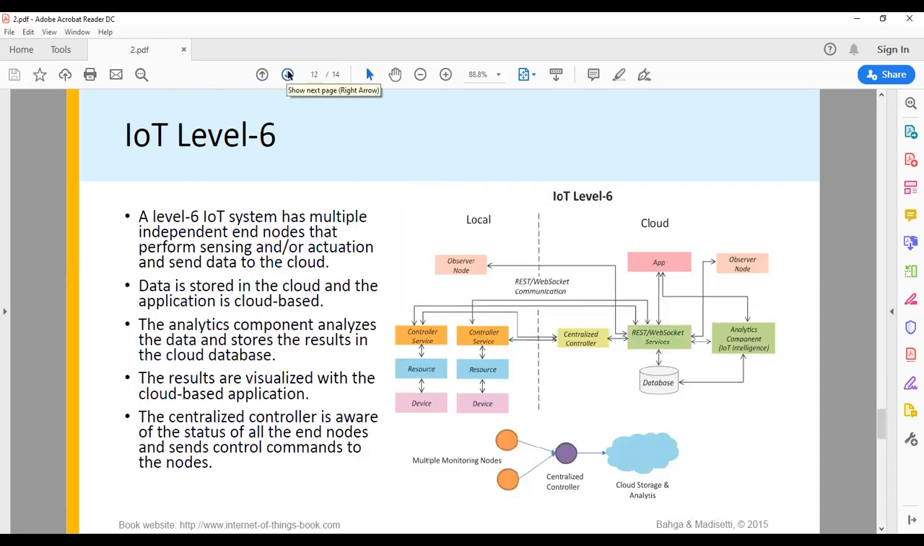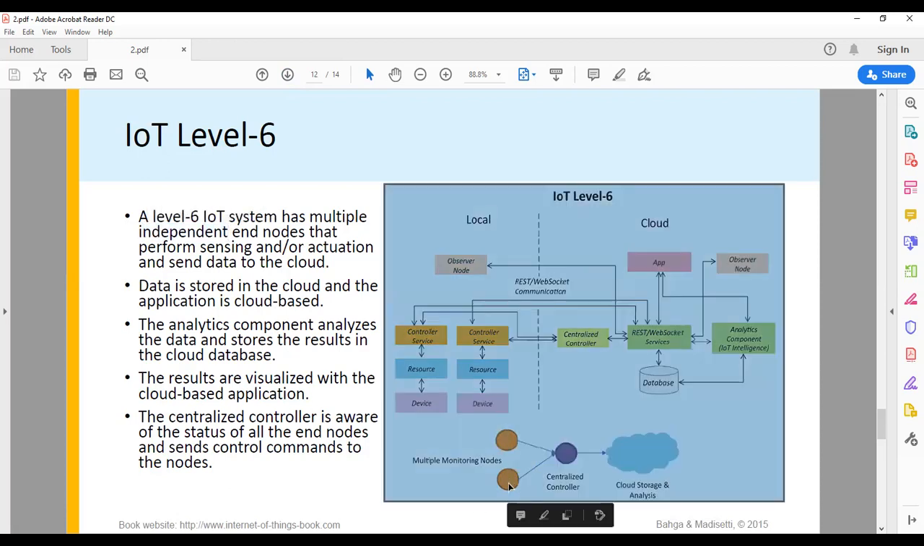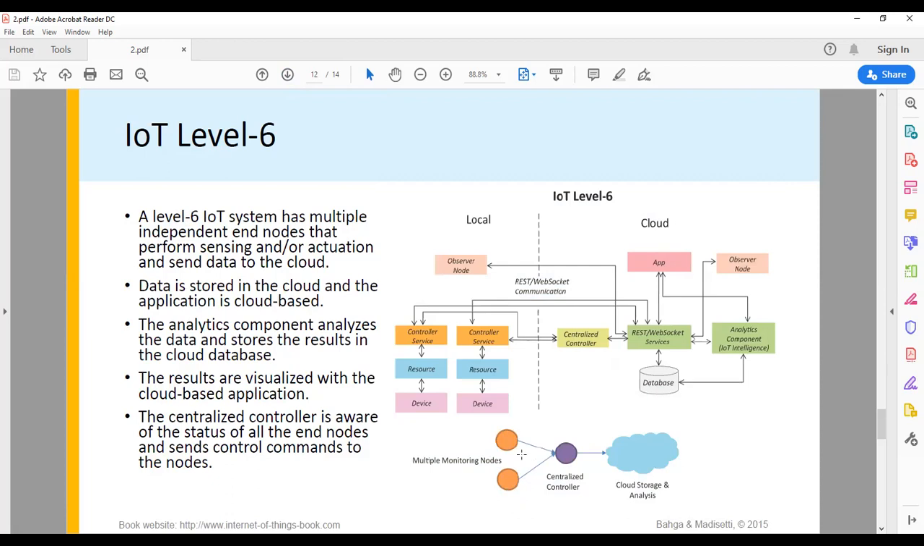And level 6 is also there. Here a centralized controller is there. This is the change, and observer nodes for the local side and cloud side are also there. This is the change from level 5 to level 6. So here there are multiple independent nodes, and they can communicate with each other either through the cloud or directly. That is the upgrade in level 6.